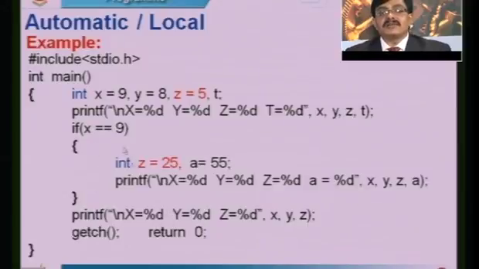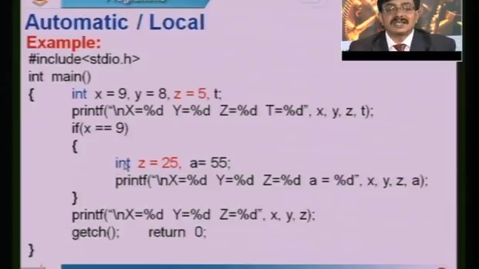The life of this particular variable is within this block only. Outside this block, I cannot access these variables. That is the reason why we call them locally declared. These are automatic variables, which have a lifetime within this particular block only.